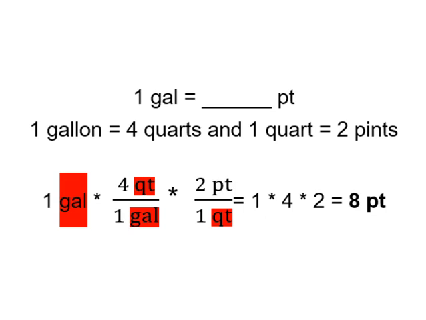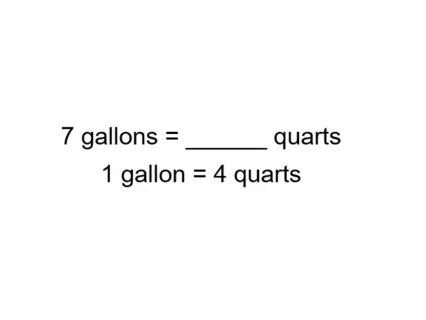We are able to cancel out our gallons and also cancel out our quarts. Now we have 1 times 4 times 2. That is equal to 8. So 1 gallon is equal to 8 pints. All right, let's move to our next question.